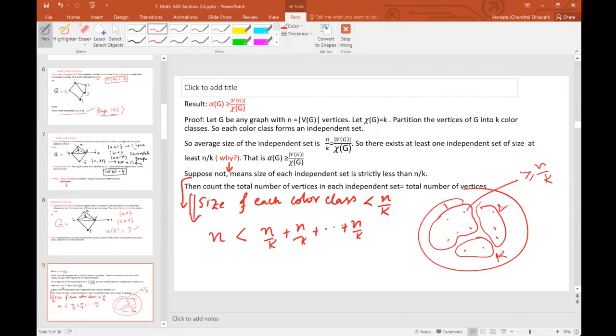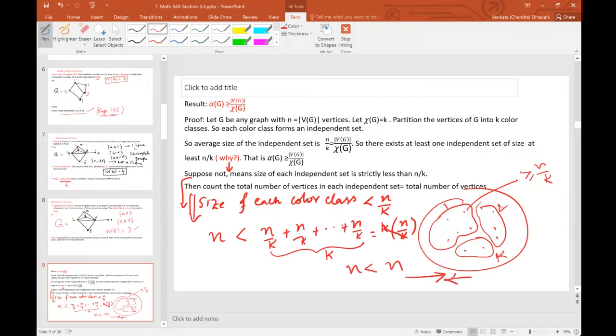How many times am I adding? I am adding k times because I divided that into k different things, and the size of each one is less than n over k. So if you add all of them, the sum should be strictly less than n over k plus n over k, k times. Adding anything k times is exactly the same as multiplying by k, so these two will cancel out. So I got n is strictly less than n, which is a contradiction.